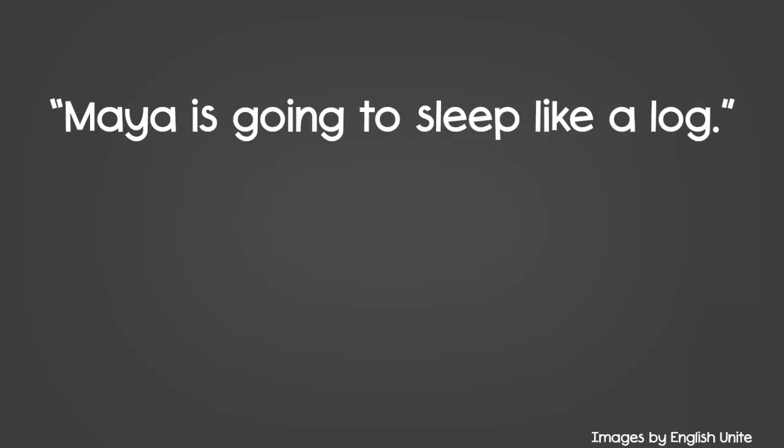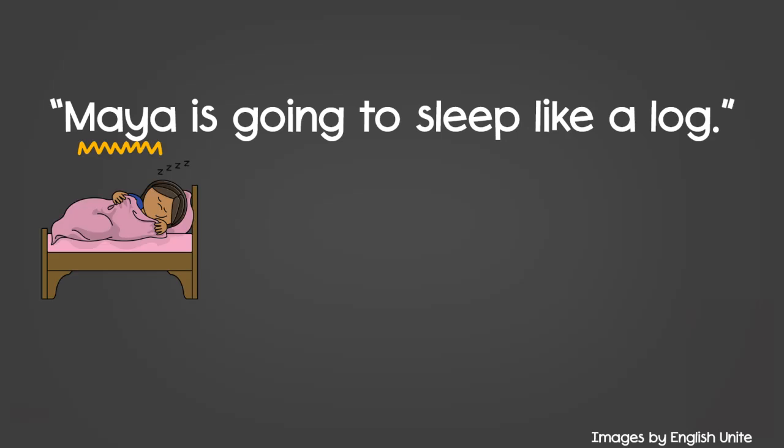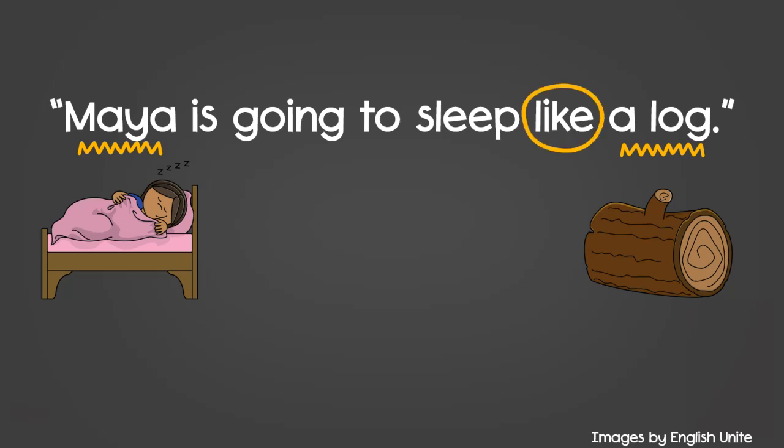In the example, "Maya is going to sleep like a log," the two things being compared are Maya and the way she sleeps, and a log. Here's the word like, telling us it's a simile. Now I can figure out what Maya's sleeping and a log have in common. Well, a log doesn't move, it just stays still. So I can figure out that Maya is going to sleep very deeply without tossing and turning.